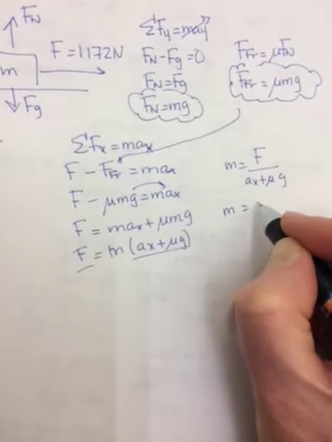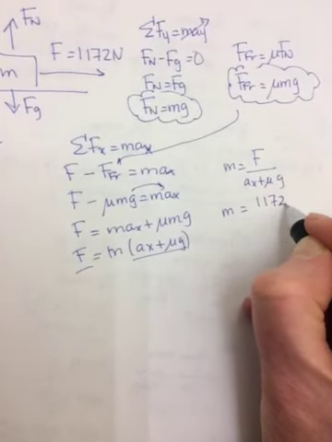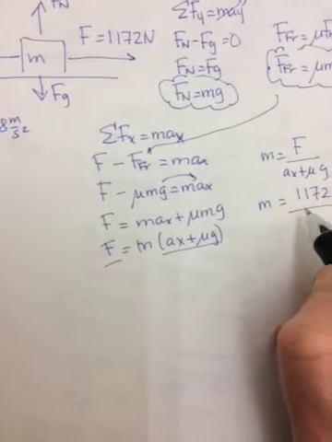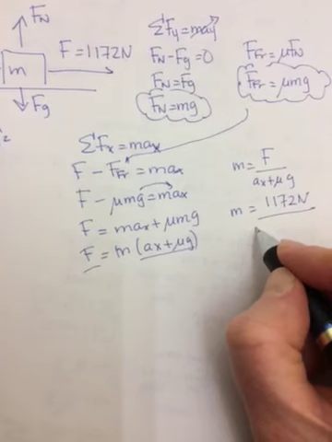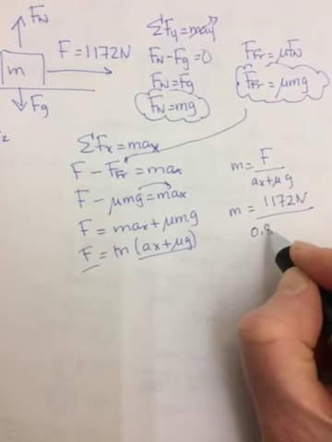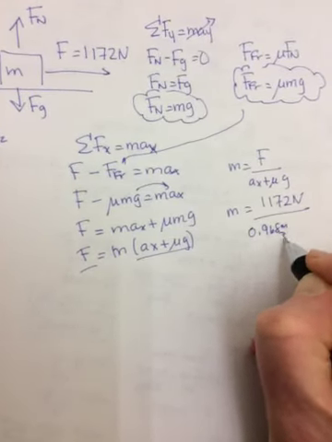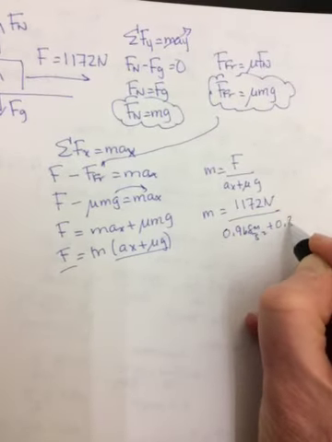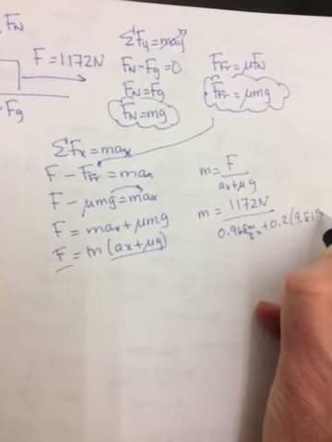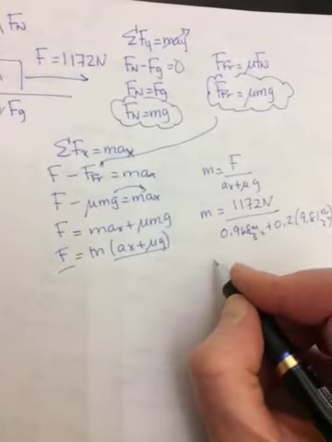So m is equal to 1172 newtons over, what was it? I forget. 0.968 meters per second squared plus 0.2 times 9.81. I've got to run, I'm out of time, but you should get a mass of 400.